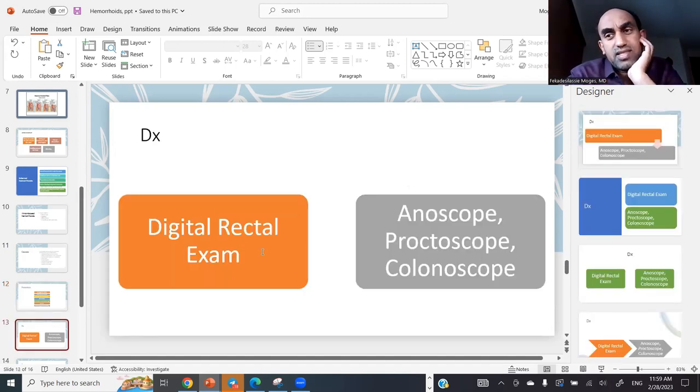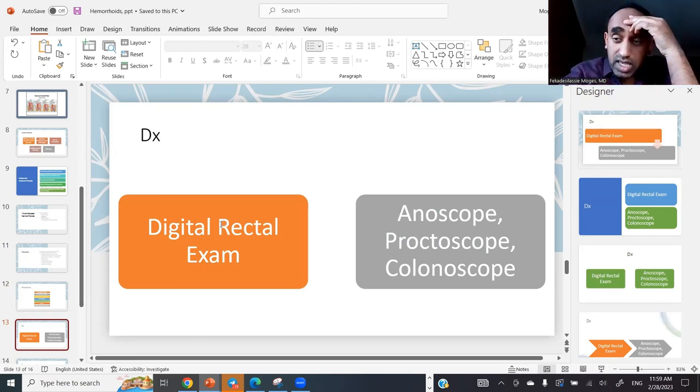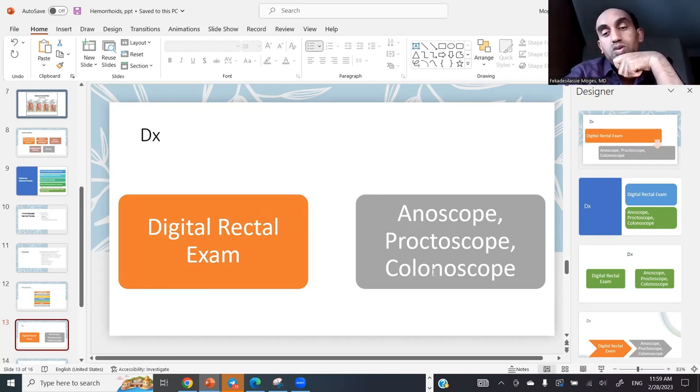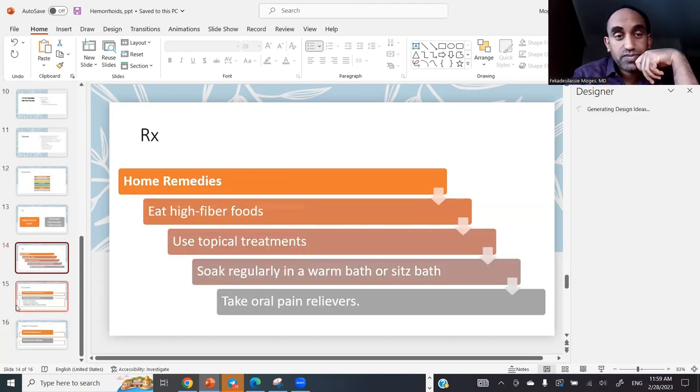Diagnosis: digital rectal examination, so you can do inspection. If it is an external hemorrhoid, you can see them. If it is a protruded stage 4 external hemorrhoid, or internal hemorrhoid, you can also see something coming through the anal orifice. The other thing is you can do anoscope, proctoscope, or colonoscope, especially to diagnose internal hemorrhoids.